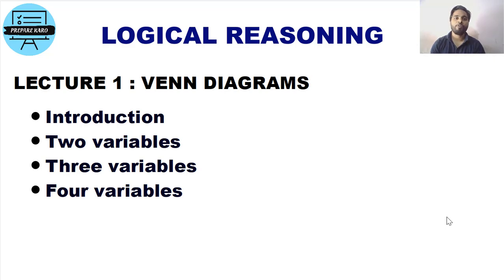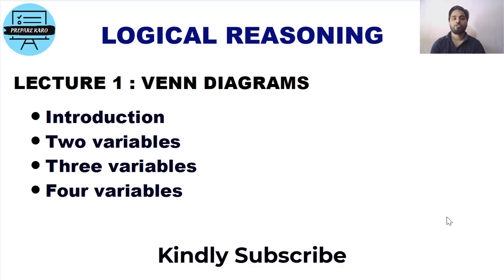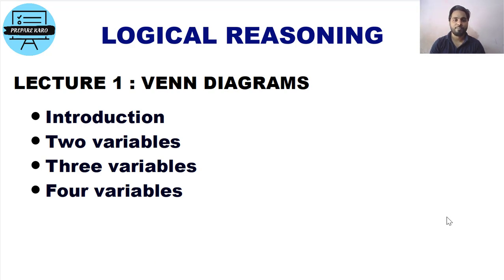Today we are going to start logical reasoning. Already we have covered various topics in quantitative aptitude and now we are starting with logical reasoning. In logical reasoning, one of the most important topics is Venn diagrams, and we are going to discuss Venn diagrams only in this session. There are four sections: one is introduction, then we will discuss two variables, three variables and four variables Venn diagrams.